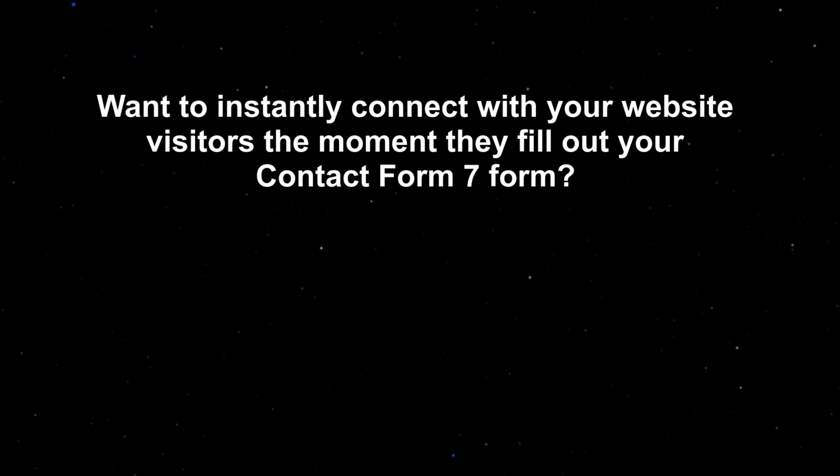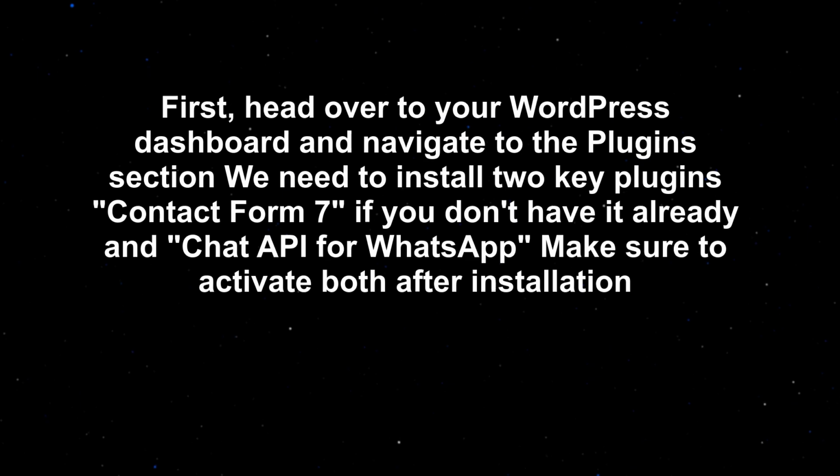Want to instantly connect with your website visitors the moment they fill out your Contact Form 7 form? First, head over to your WordPress dashboard and navigate to the Plugins section. We need to install the key plugins: Contact Form 7, if you don't have it already, and Chat API for WhatsApp. Make sure to activate both after installation.